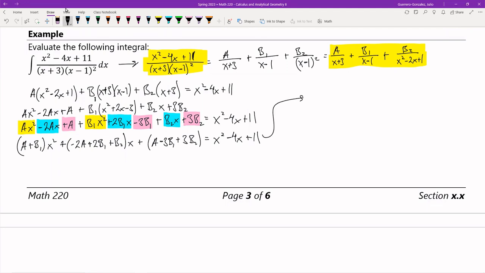Okay, so it turns out now, here's our system of equations that we need to solve. A plus B1 has to equal that 1 for the x squared. Then minus 2A plus 2B1 plus B2 has to equal negative 4 for the x term. And then the very last one, A minus 3B1 plus 3B2 has to equal 11.